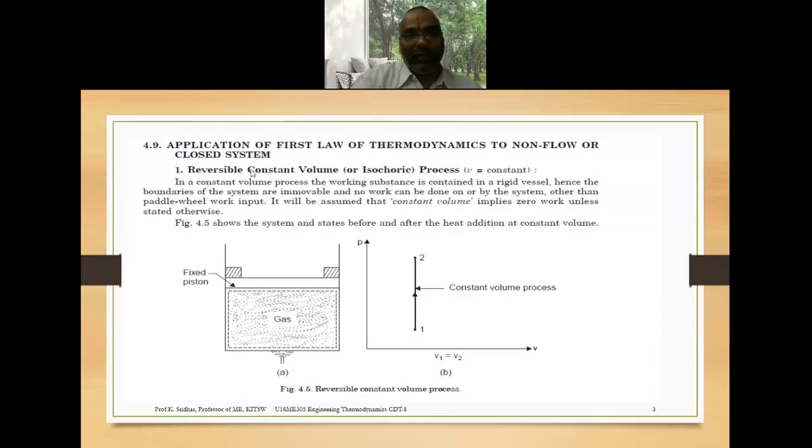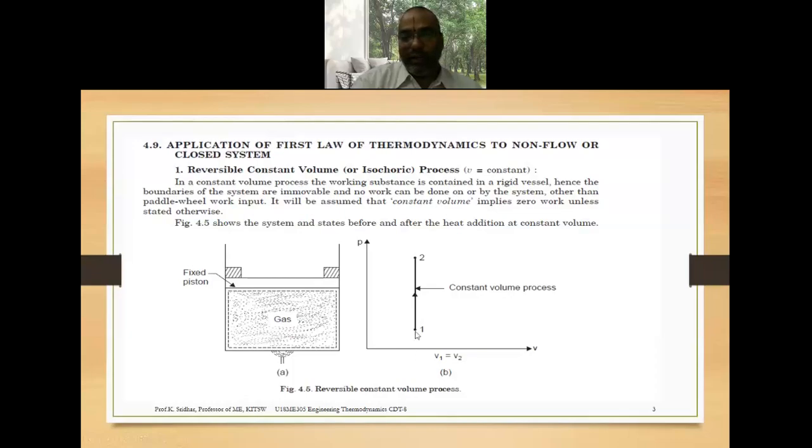So let us consider first of all the reversible constant volume process. Constant volume process is also known as isochoric process. How can we represent the isochoric process on the PV diagram? On the PV diagram, whenever you draw a vertical line and take any point on this vertical line, here we are able to say that V1 is equivalent to V2.